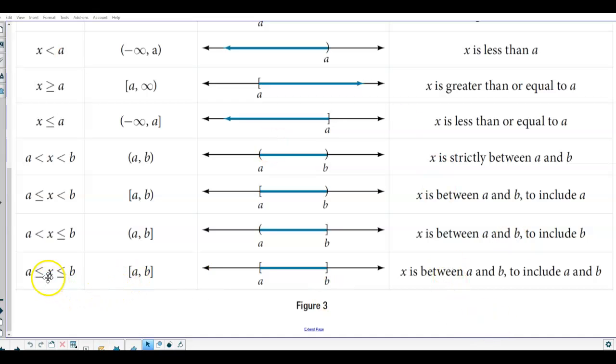And here we have x is greater than or equal to a, and x is less than or equal to b. So we have a bracket at both ends, which means we're including a and b. So x is between a and b to include a and b.